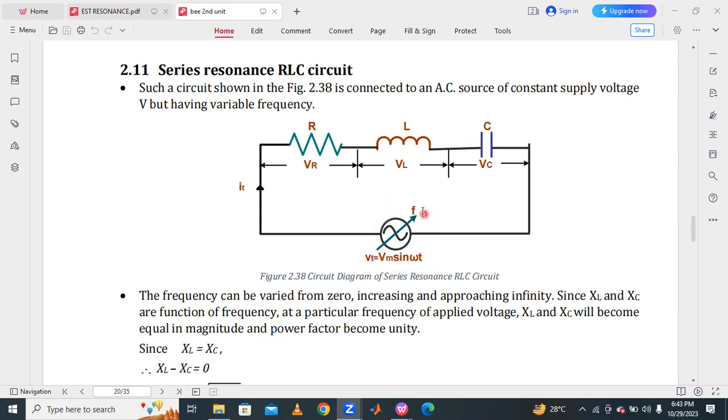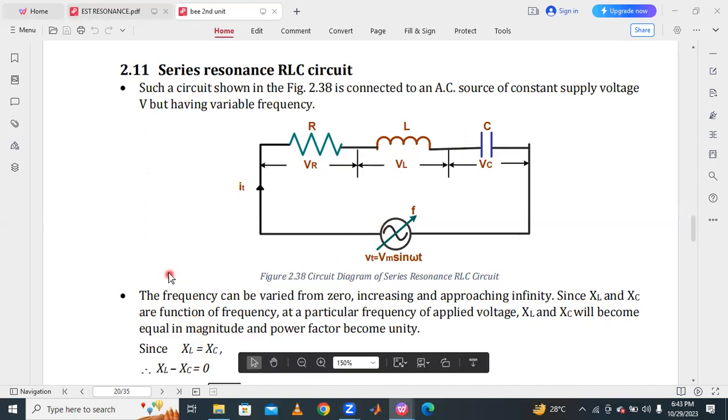So here the variable is the frequency. In a series resonance RLC circuit, by varying the frequency, we can understand the concept. Resonance is nothing but the inductive reactance being equal to the capacitive reactance, XL equal to XC. This condition is called the series resonance condition.